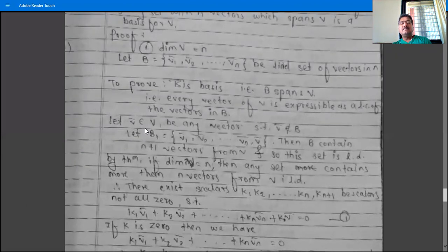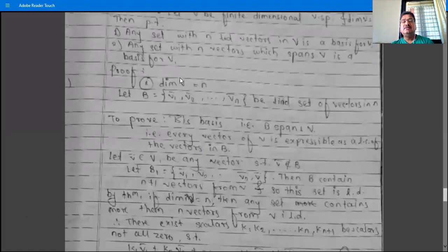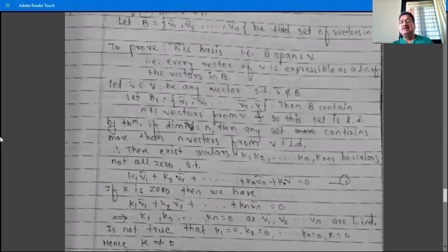Now suppose v̄ does not belong to B. Then let B1 form the new set, that is v1, v2, ..., vn, and add this v̄ to B. So we have this set. Then B1 contains more than n vectors, and the dimension of V is n, so this set is linearly dependent. This set B1 is linearly dependent because it contains n+1 vectors from V, by the theorem.